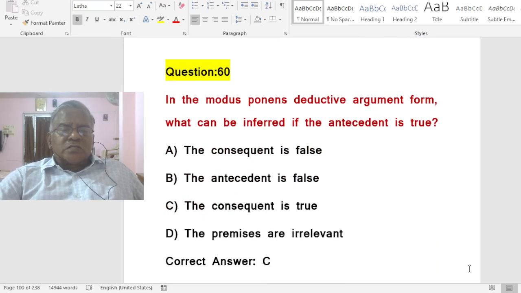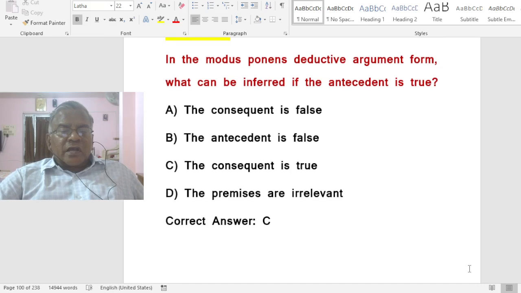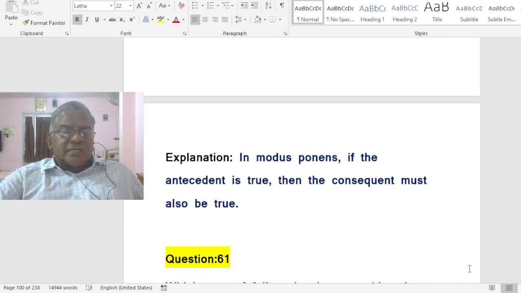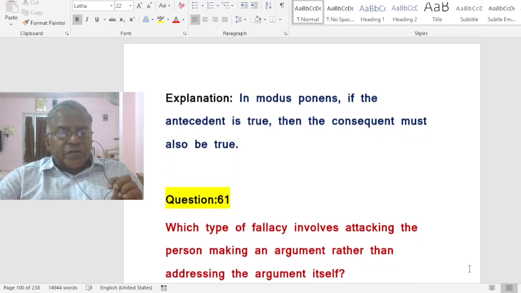In the modus ponens deductive argument form, what can be inferred if the antecedent is true? That is, the consequent is true. In modus ponens, if the antecedent is true, then the consequent must also be true. If P, Q: P is true, Q is true. That is called modus ponens, right? If the antecedent is true, then the consequent must also be true.